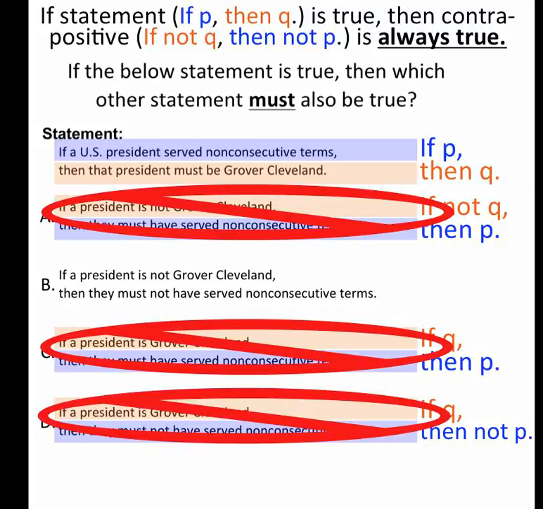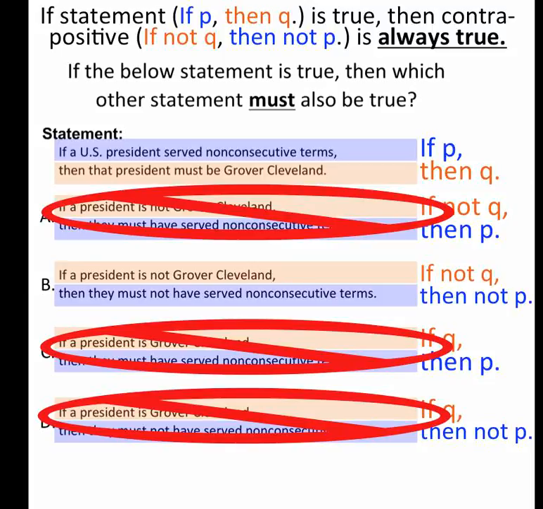But let's take a look at B. If a president is not Grover Cleveland, if not Q, then that president must not have served non-consecutive terms. That is not P. So that is my contrapositive. If not Q, then not P. So the answer is B.